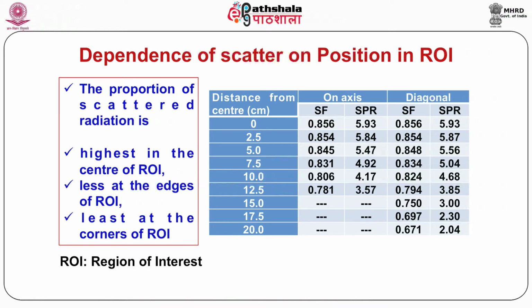This is true for both on axis and in diagonal axis, but in case of diagonal axis the variation is little larger. So in general we say that the proportion of scatter radiation is highest in the center of region of interest, less at the edges of region of interest, and least at the corners of region of interest.